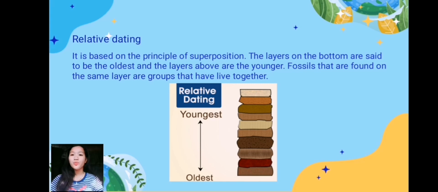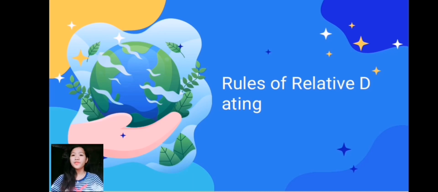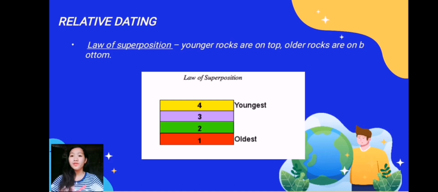For example, we know from geology that soil layers near the surface of the ground are usually younger than those that are deeper down. So we come now to the rules of relative dating. The first law of relative dating is the law of superposition. Younger rocks are on top, older rocks are on the bottom.